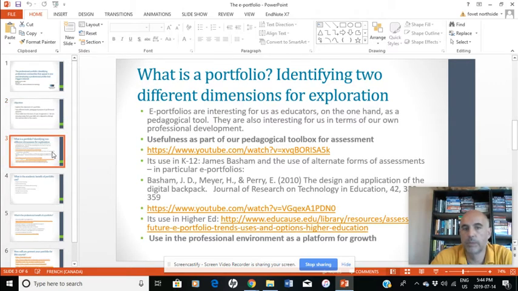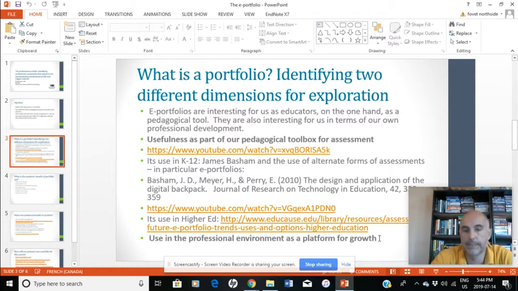So what is a portfolio? First of all, I've identified two different dimensions for exploration, and I've listed them here. The first one would be the usefulness as part of our pedagogical tool for assessment. So we educators, why is the portfolio useful to us, and why might we want to reflect on it? And then the use in the professional environment as a platform for growth. That's your own personal use, and that's what we're going to focus on in this course.